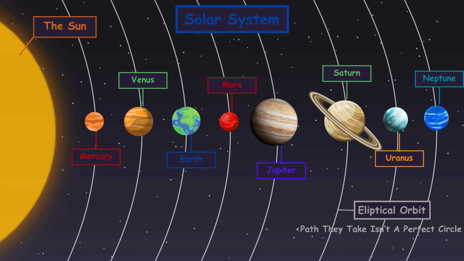Each of these planets follows a path around the Sun that is not a perfect circle, but instead is slightly squashed into a shape called an ellipse. This means that their orbital paths are slightly elongated rather than being completely round.